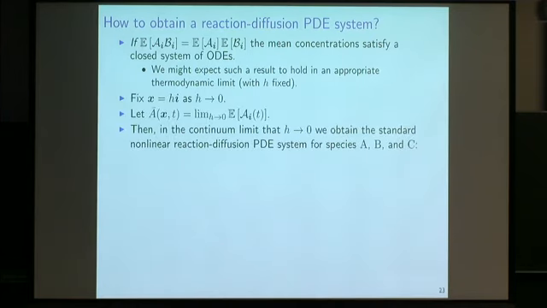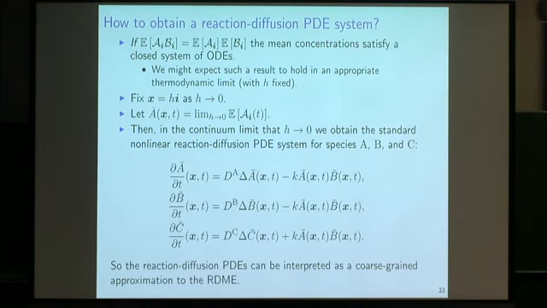In any case, let's ignore this technical point. Let's assume that we're looking at a limit where we take the lattice to 0, and this decouples, that is the average of the product gives me the product of the averages. Then I can define an average concentration in the limit as H goes to 0, and we'll just get out the standard reaction diffusion PDEs.